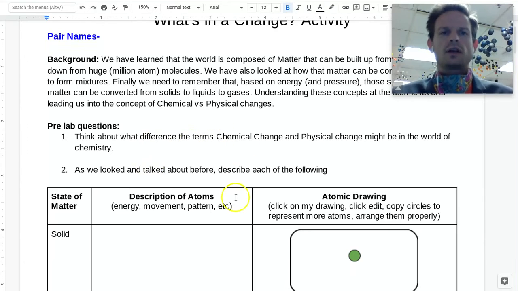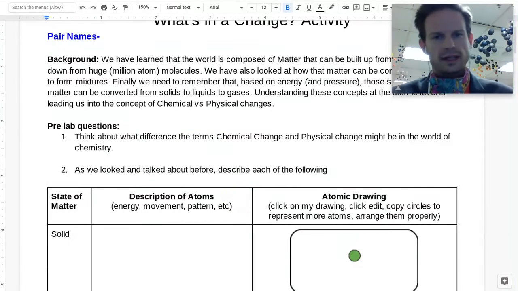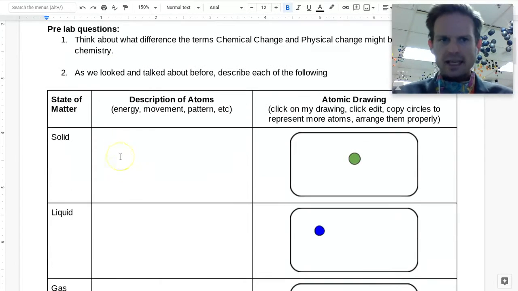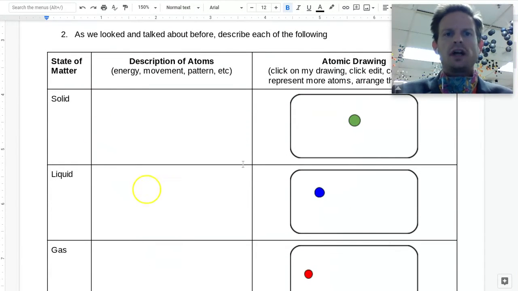So I want you to come up with, what do you think? I don't need a Googled answer. I want to know what you and your mate think about the difference between a chemical change and a physical change, right? And then I want you to redraw. And so for these ones, I want you to talk about the movement, the patterns, the energy or whatever of solids. And I want you to show what they look like in these boxes.